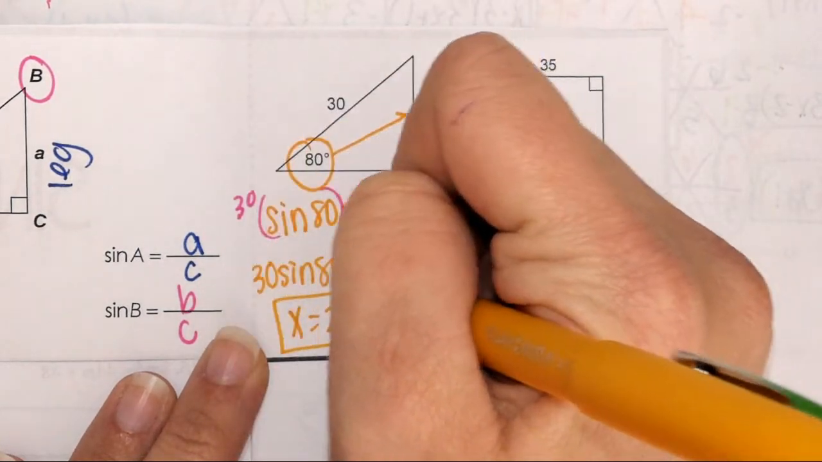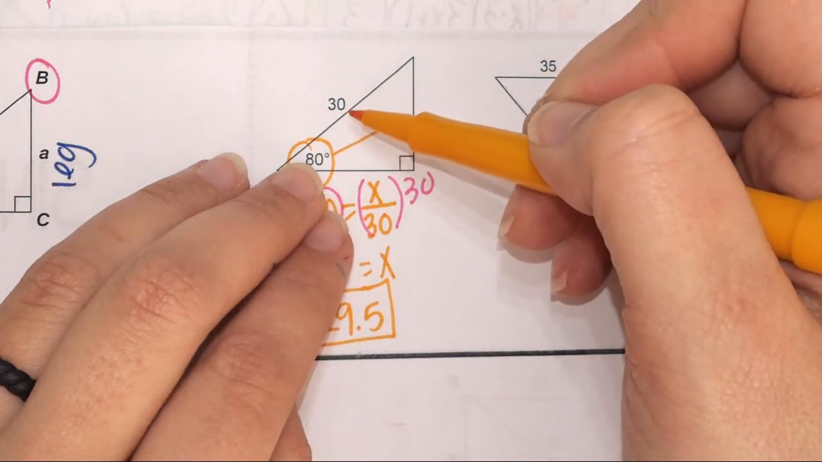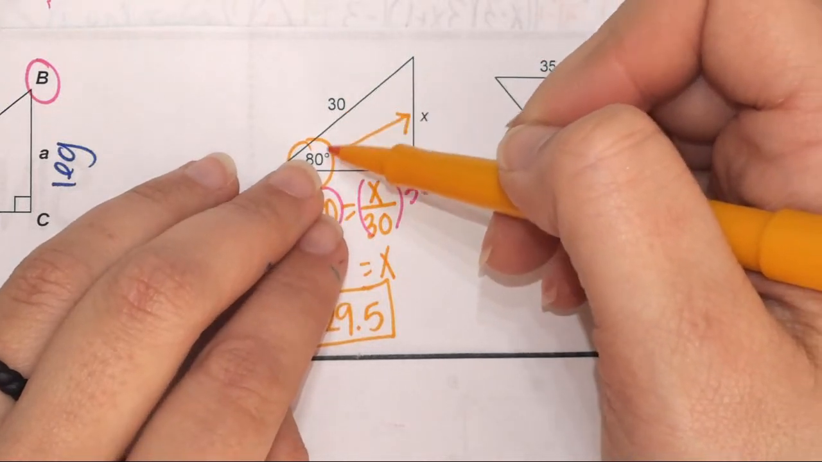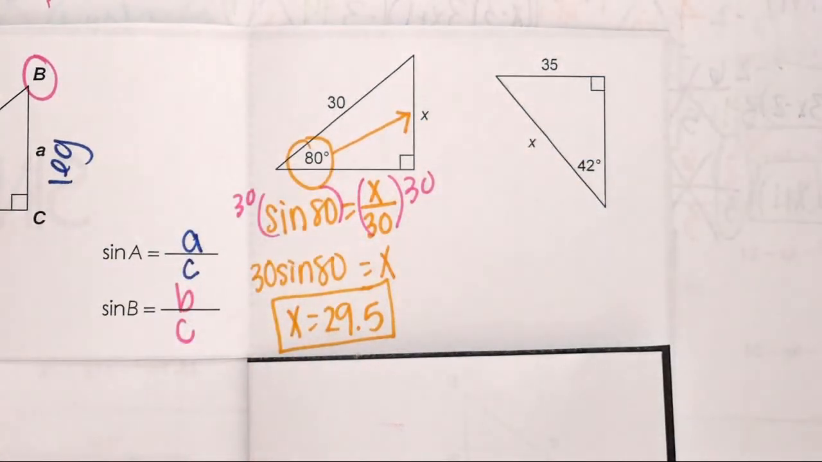Now again, the reason we know that we use sine is because we looked at our triangle and we said, okay, they gave us the hypotenuse, we know we're going to have to use either sine or cosine, and x is the leg opposite, so we use sine.